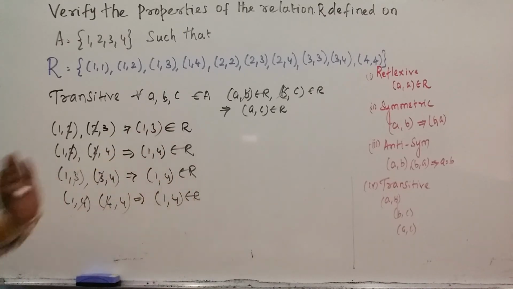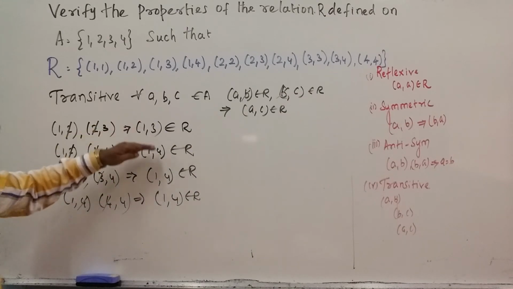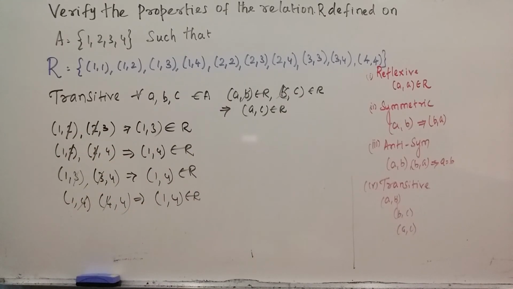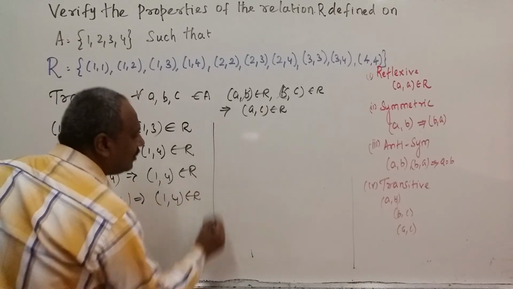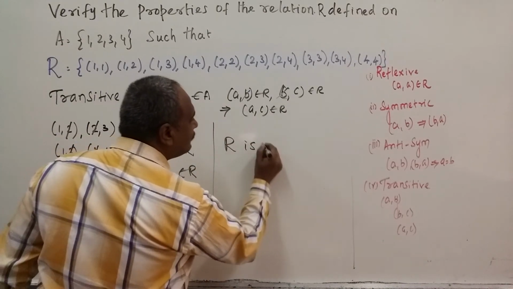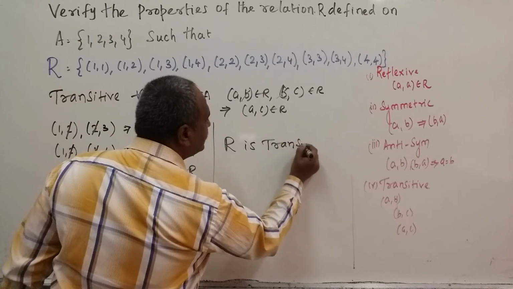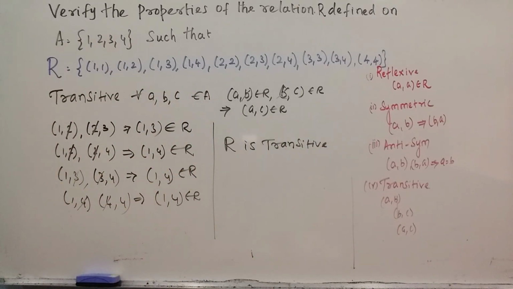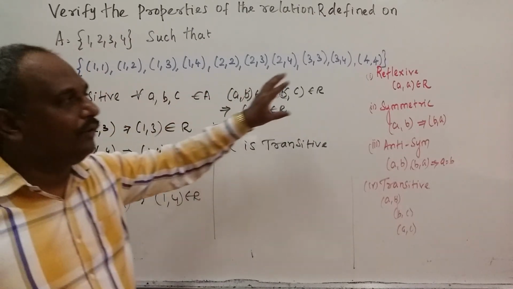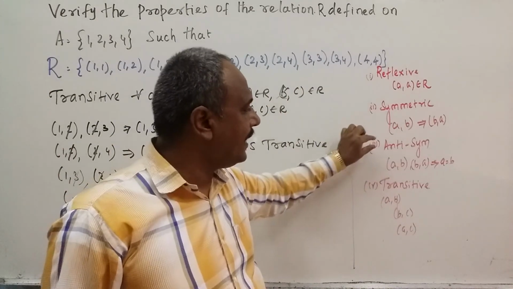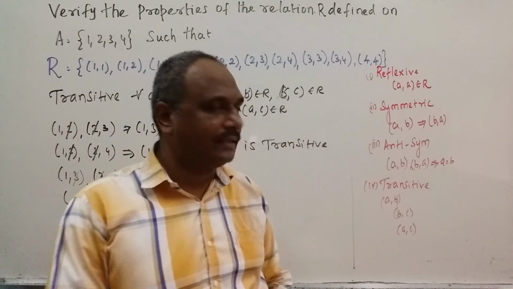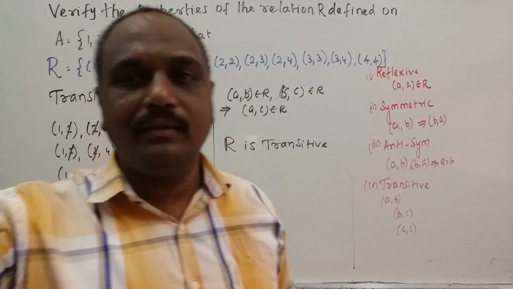When I check the other elements, we found everything is existing. So in this case, we call R transitive. So the basic principle of the properties of relation: we are going to check for reflexive, symmetry, anti-symmetry and transitive. Understand the idea? Thank you, dear.